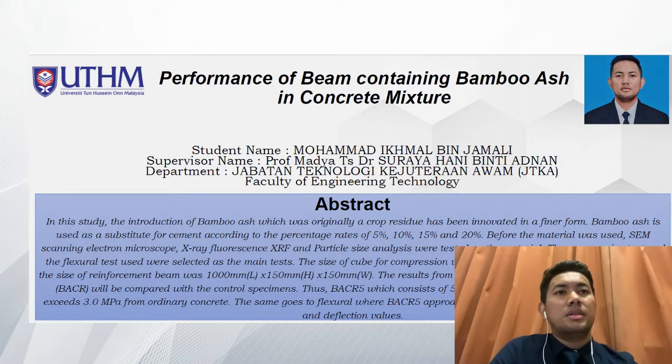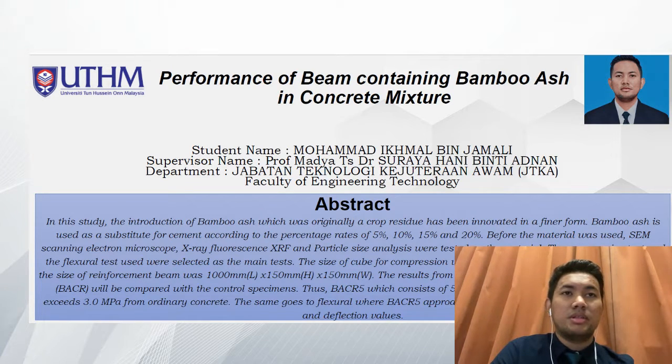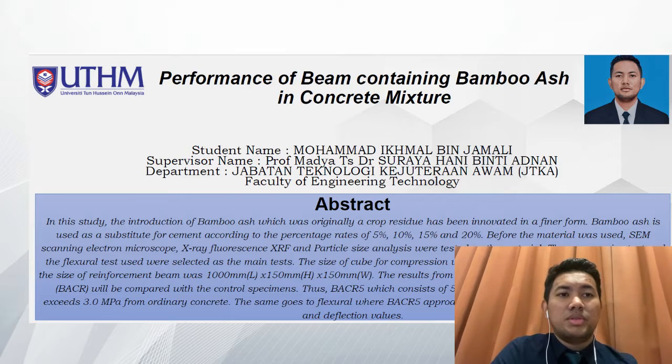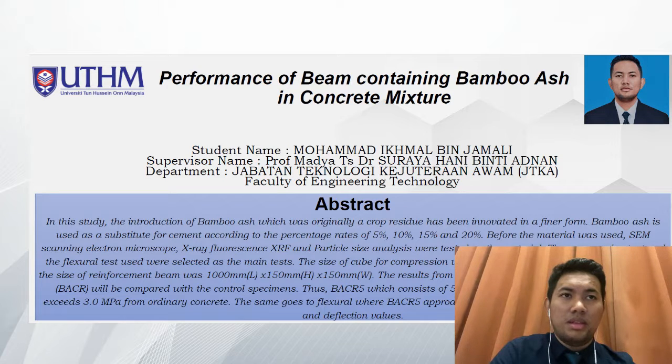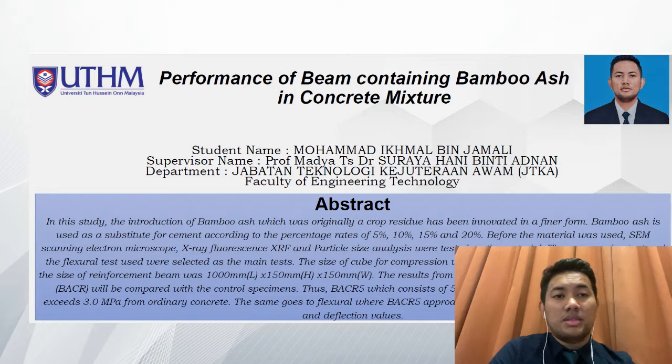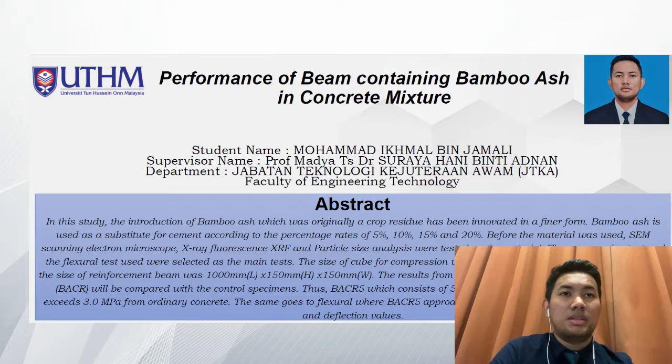Generally, for my final year project, in this study, the introduction of bamboo ash, which was originally a crop residue, has been innovated in a finer form. Bamboo ash is used to substitute for cement at percentage rates of 5%, 10%, 15%, and 20%. Before the material is used, scanning electron microscope, X-ray fluorescence (XRF), and particle size analysis by SILAS will be tested before the bamboo ash is used. The compressive test and the flexural test were used in the main test.